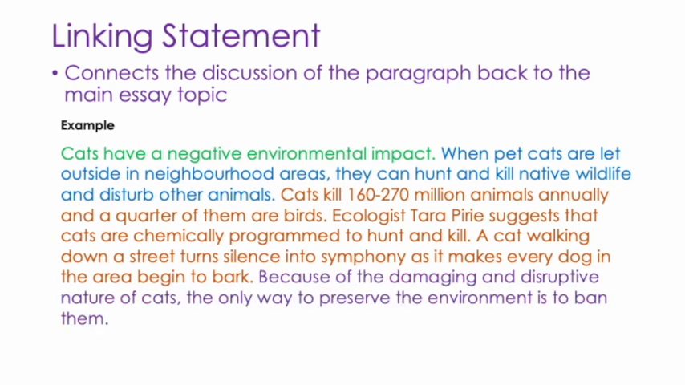In my example, I've written, because of the damaging and disruptive nature of cats, the only way to preserve the environment is to ban them. You can see that I've tried to summarise exactly what I've said in the rest of my paragraph and then link it to this action of banning them, because that's the key thing I want my reader to be thinking about as they finish each paragraph. This gives a clear impression of exactly what a TEAL structured paragraph should look like, and I can apply this using my plan to any other paragraph that's within my table using the same strategy.